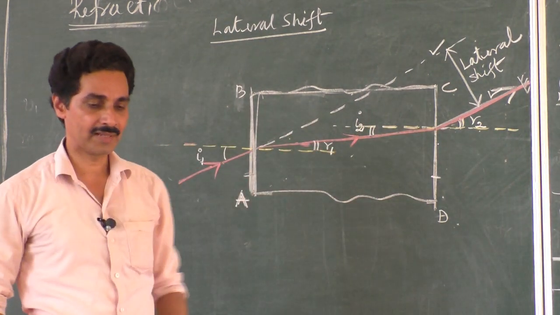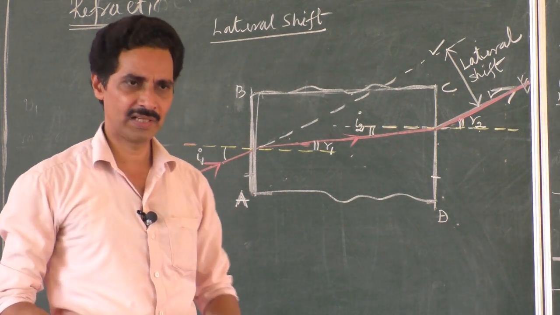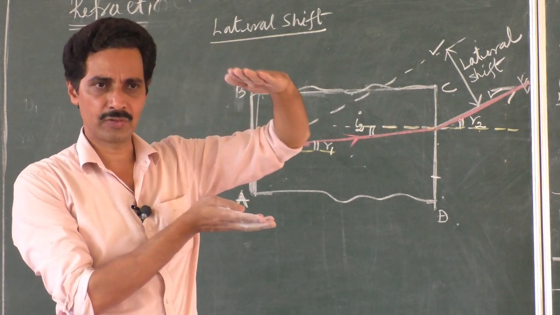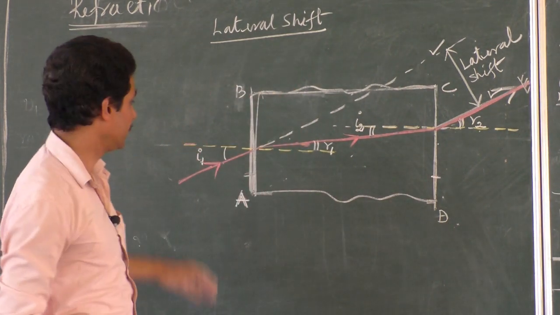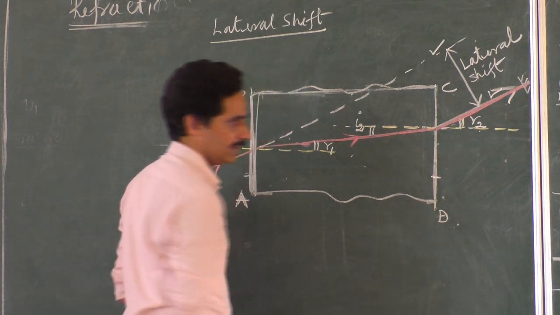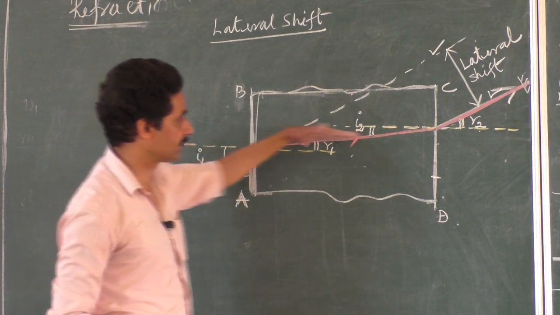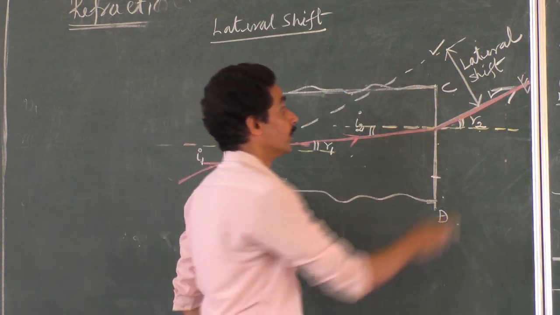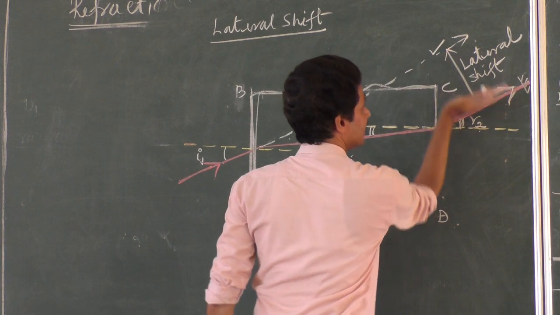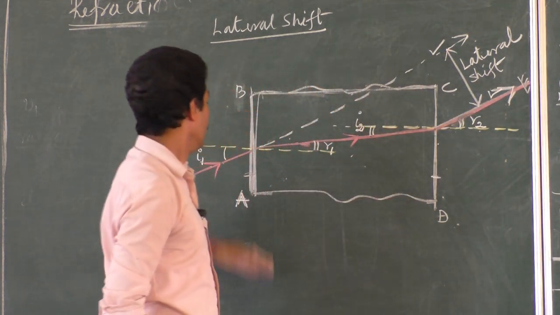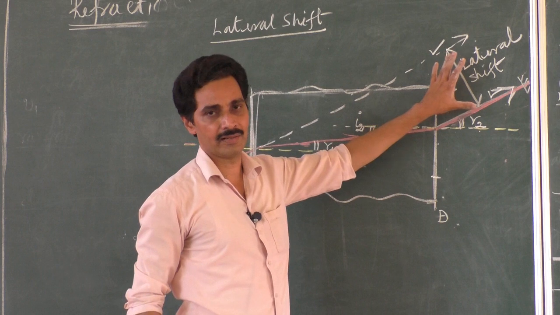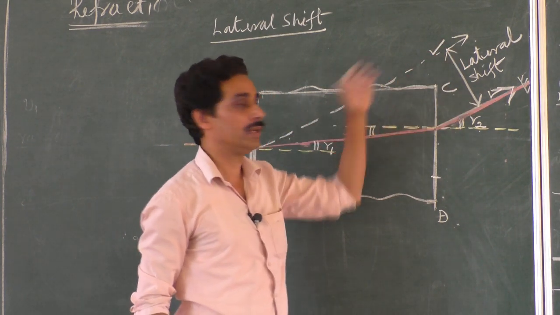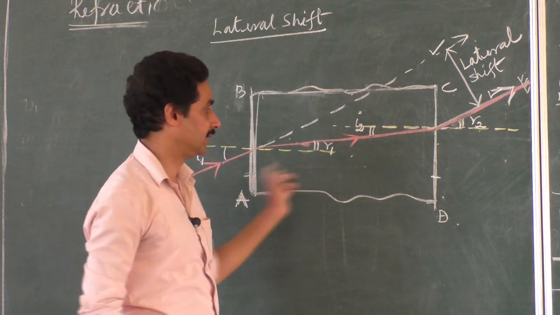So when a ray of light passes through a parallel sided medium, maybe glass or the upper and lower layers of water in an aquarium, whatever it is, the perpendicular distance between the incident direction and the final direction, both the directions are same, it is just displaced, that's all. That perpendicular distance is called lateral shift. So perpendicular distance between the incident direction and the final direction when a ray of light is passing through the parallel sided medium is called lateral shift.